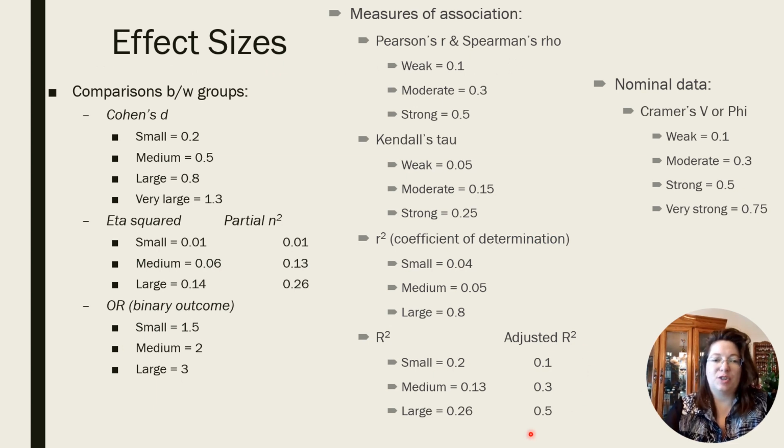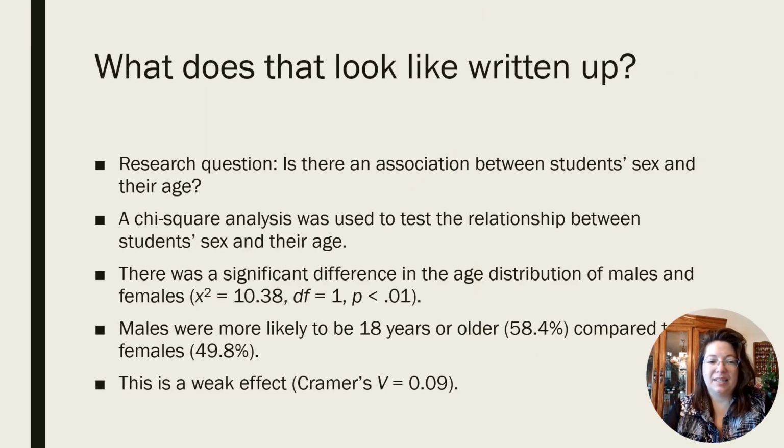And when we look at this giant effect sizes slide, when we look at the Kramer's V or phi interpretation, we can see that we are between a weak and a moderate effect size. So we can word it like this.